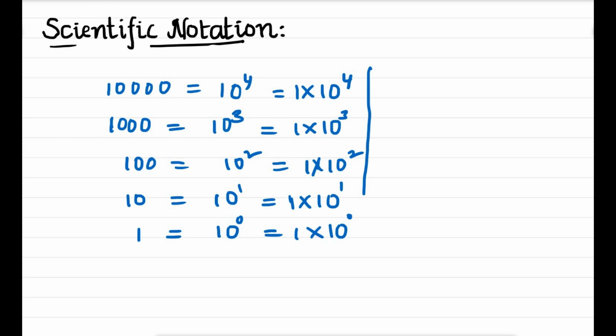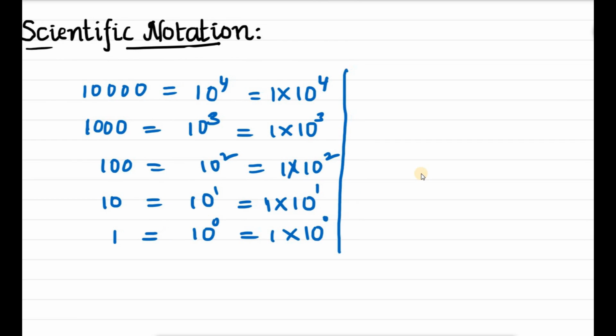What if negative exponents are given? That is, decimal numbers are given. See, if I give 0.0001, this can be written as 1 by 10,000. So this can be written as 1 into 10 to the power of minus 4.